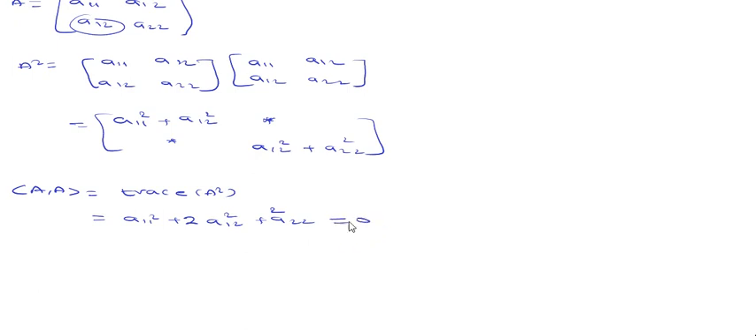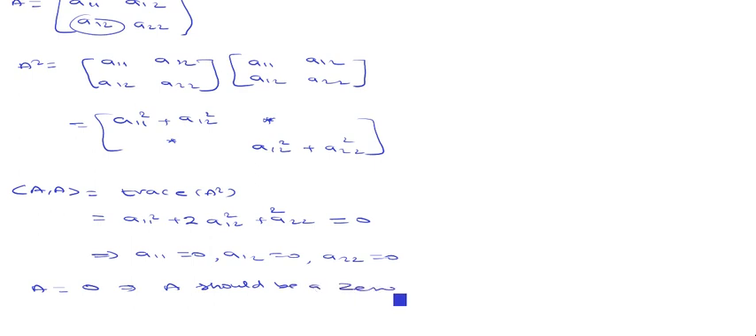Suppose this is equal to 0. This implies the sum of squares of each term is equal to 0, so each term will be equal to 0. So this implies A11 equals 0, A12 equals 0, and A22 equals 0. When we substitute all these in A, we will get A equal to 0. So A should be a zero matrix.